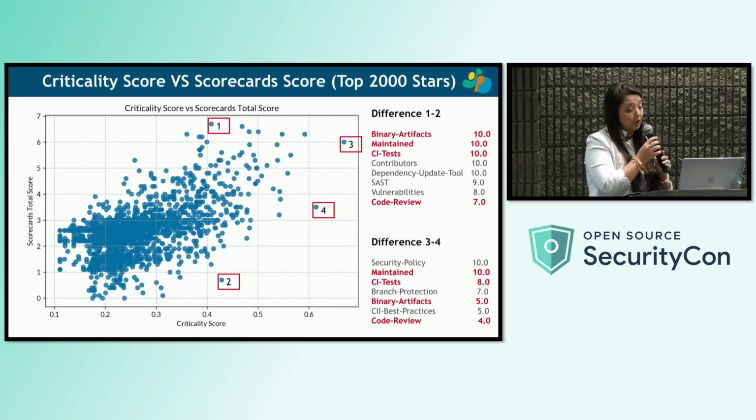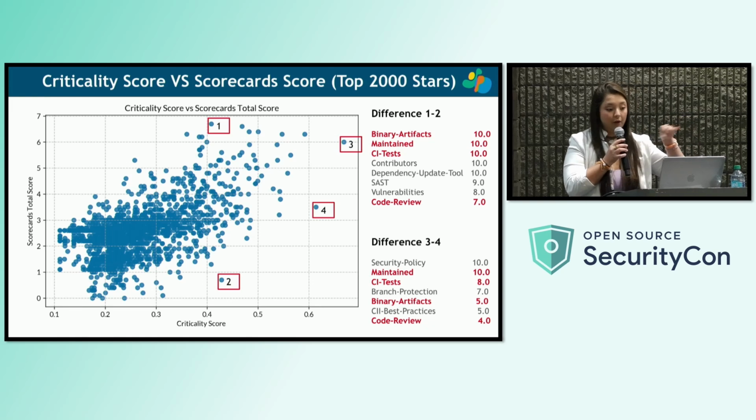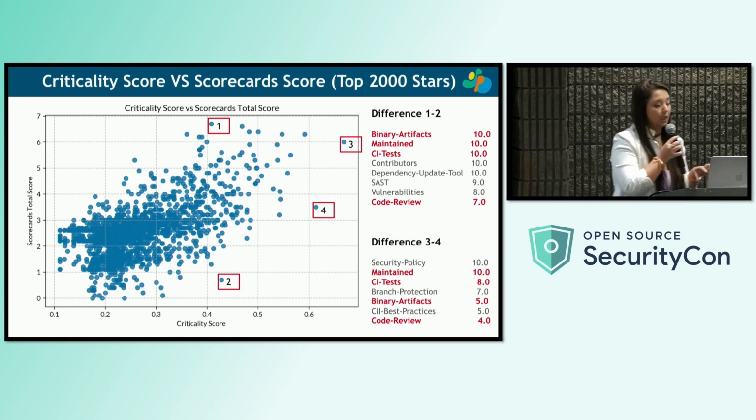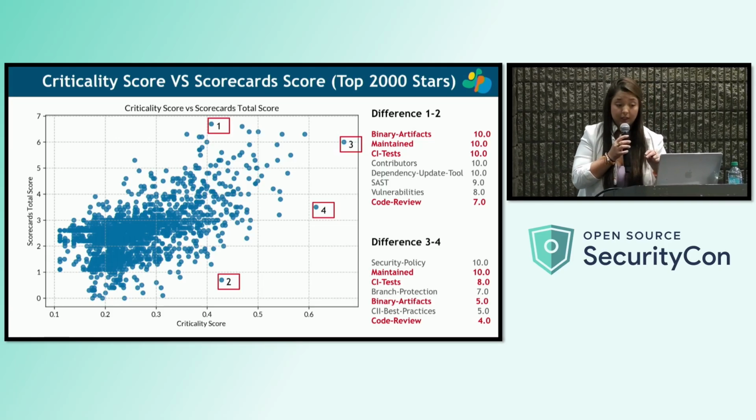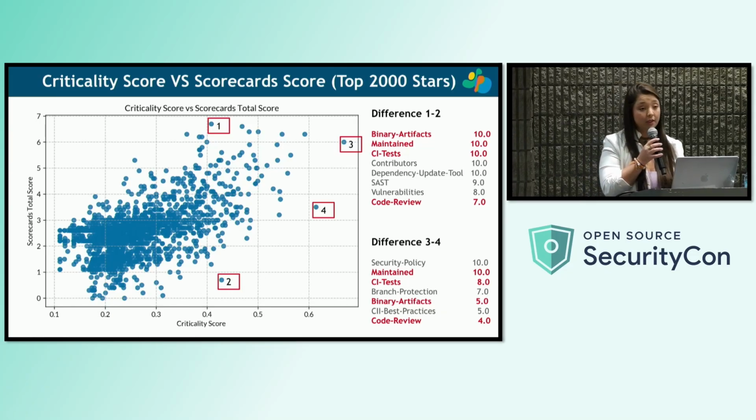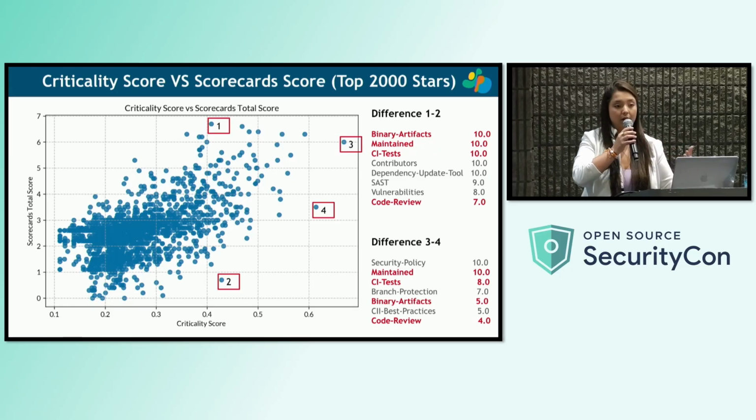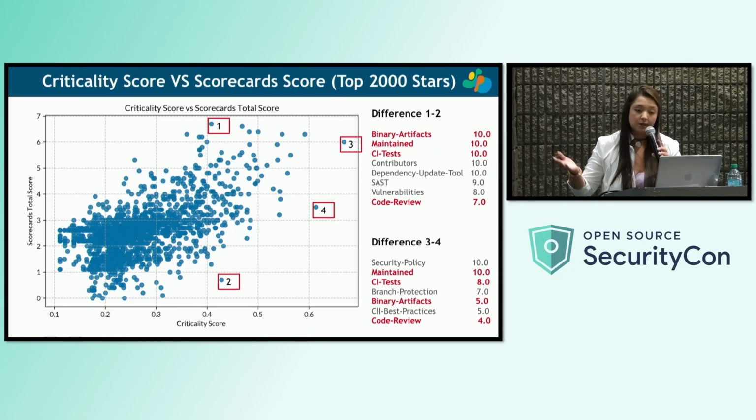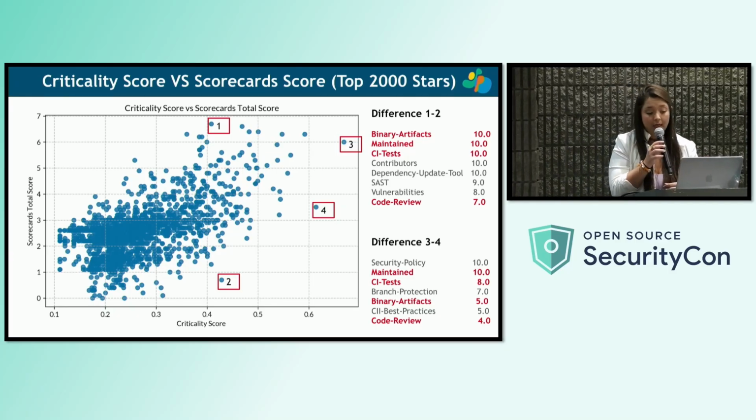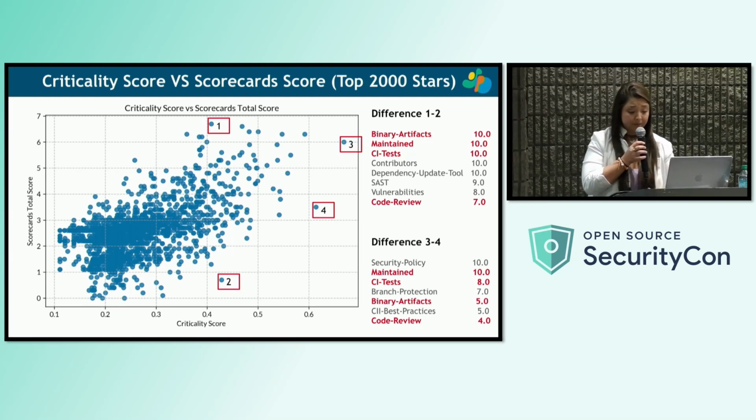So I computed the difference between each individual metric between 1 and 2 and then 3 and 4, and I got this. These are pretty much a bunch of numbers that represent subtractions between some of these projects. But what I wanted to point out is that there are 4 particular metrics that are actually changing between these projects. Binary artifacts; maintained, which basically measures the amount of commits that a project has to figure out if it's maintained; CI tests, so if you run CI tests before merging PRs; and code review, if you require human review before merging a PR.